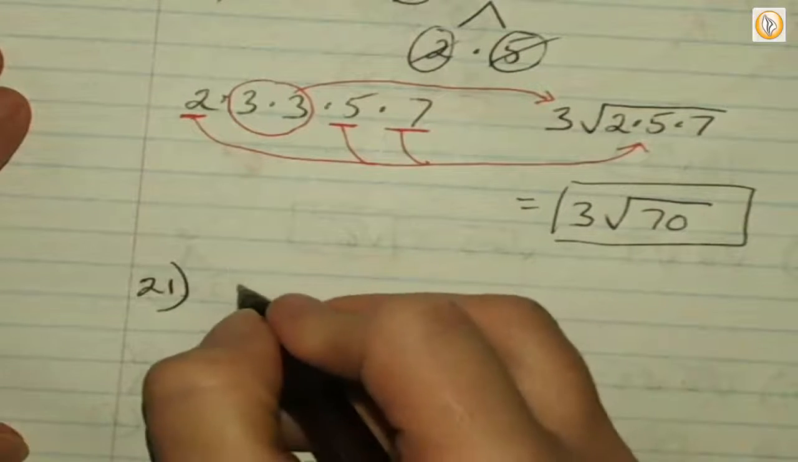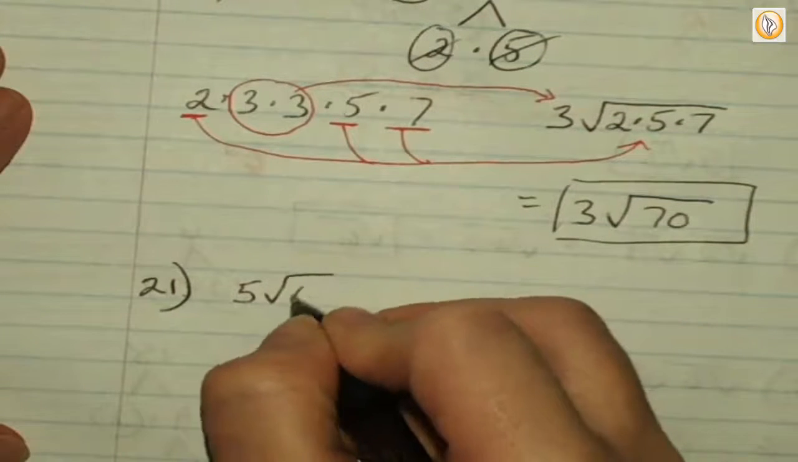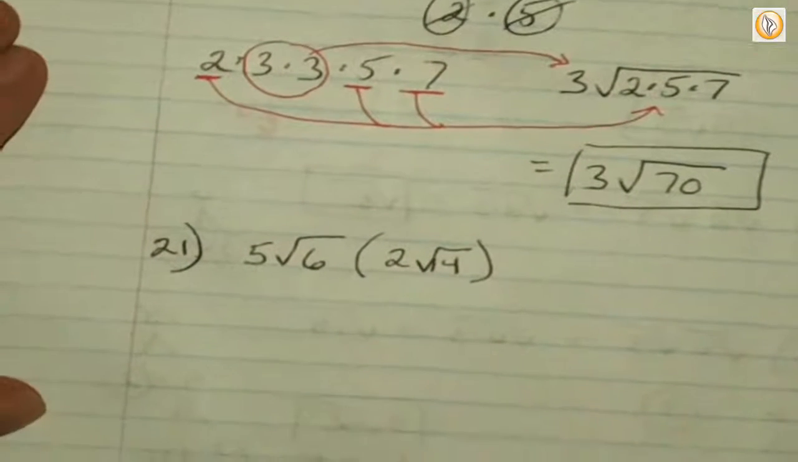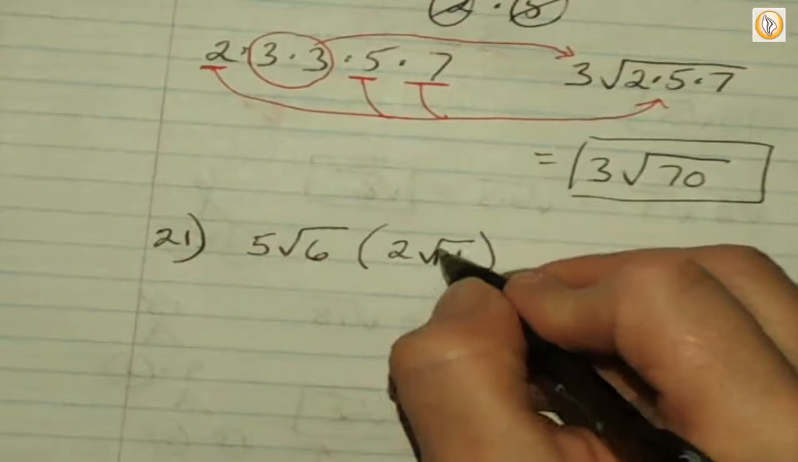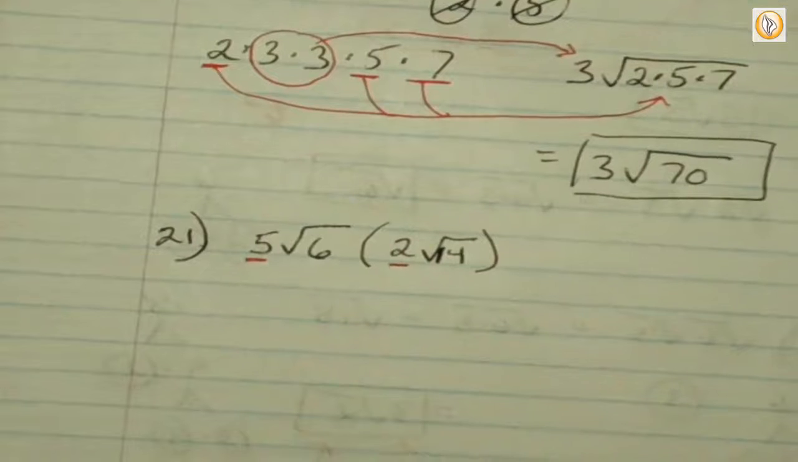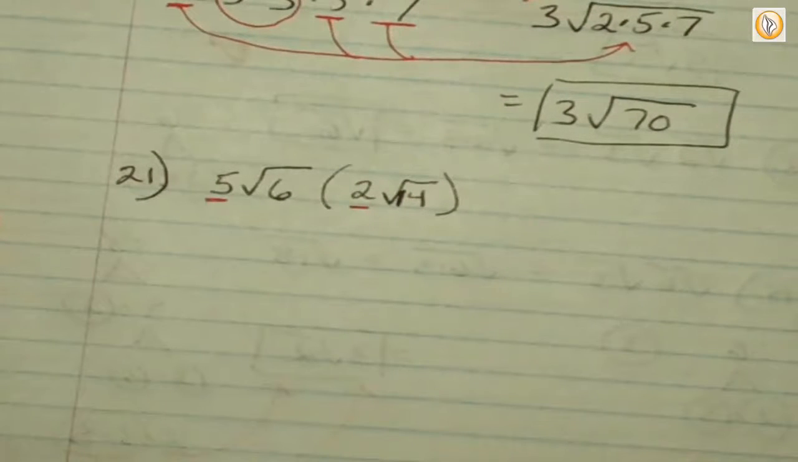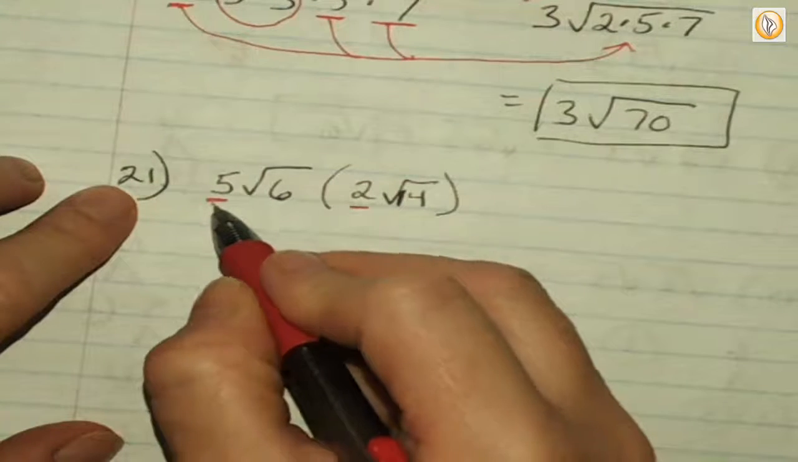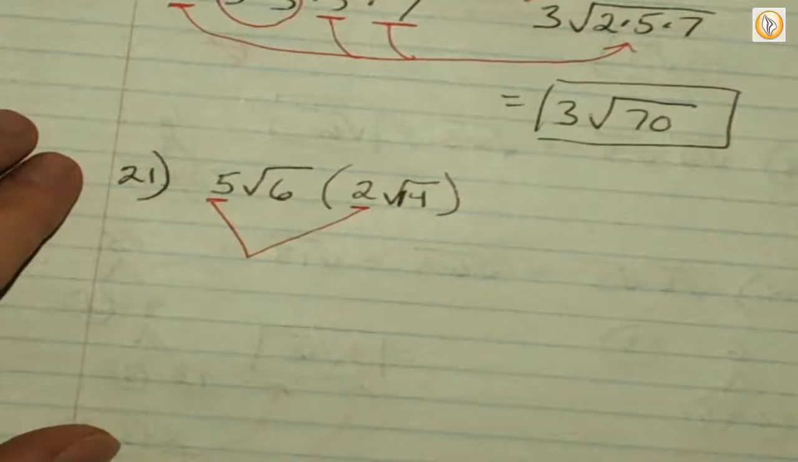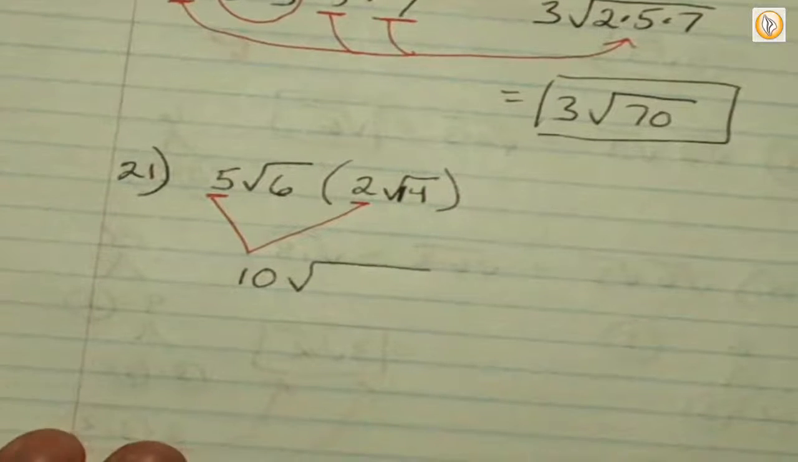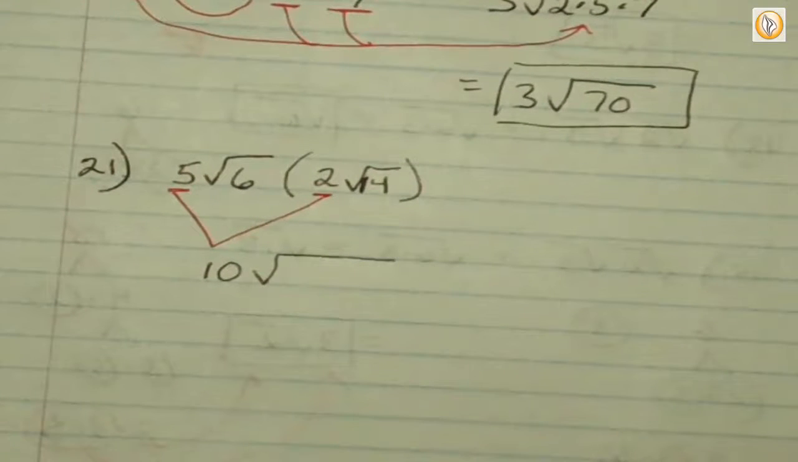Look at 21. It's a little hairy. 5 times the square root of 6 times 2 times the square root of 14. What's crazy about this one are the 2 numbers on the outside. Who remembers what I do with the 2 numbers on the outside, Gabby? That's right. We're going to multiply the 2 numbers on the outside. What do I get? 10. So that's the first thing I'm doing, multiplying the 2 numbers on the outside.